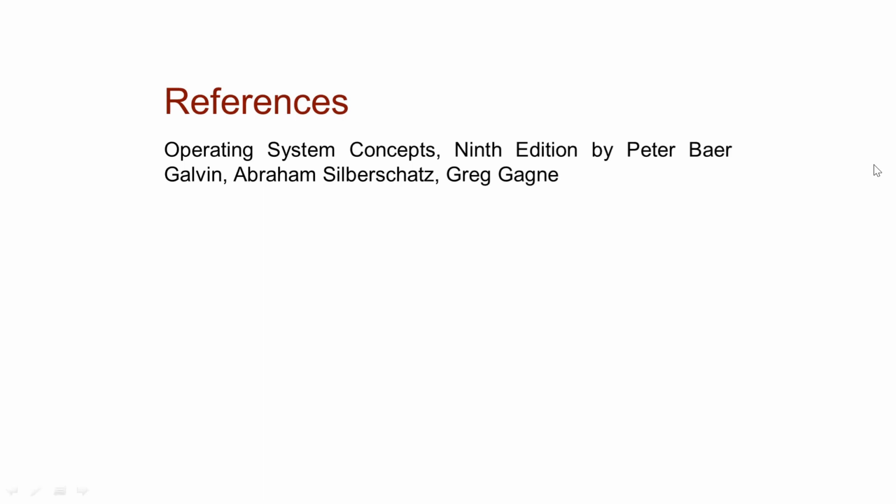So in this session, we understood that a set of processes is in deadlock state when every process in the set is waiting for an event that can be caused by the other process in the set. I hope you understand the basics of deadlocks.